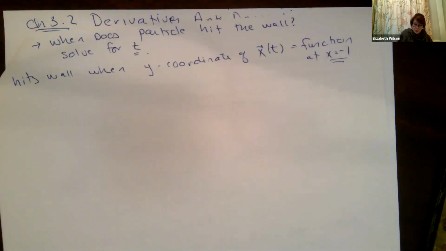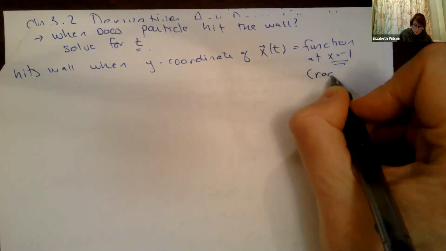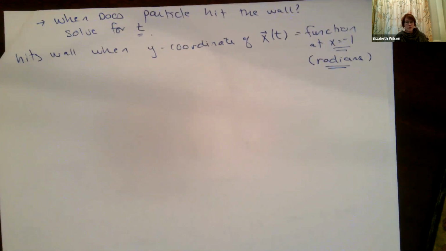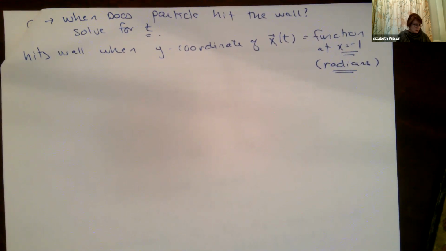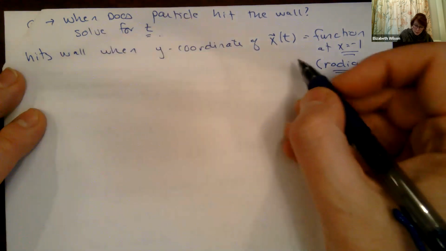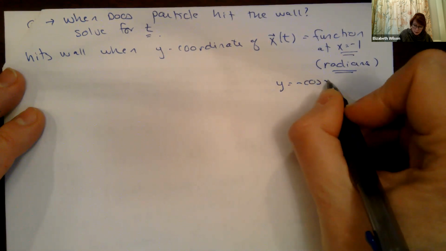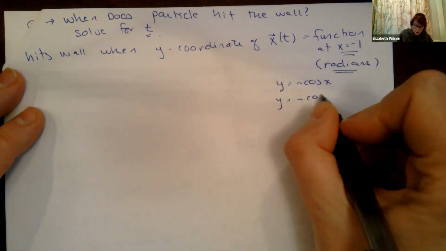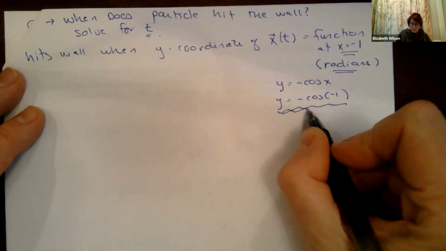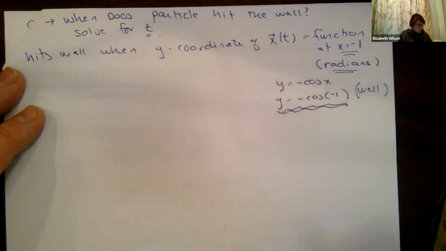Okay, and you should know that this -1 is in radians. We often work in degrees in this class, but make sure when you do this, your calculator is set to radians. Okay, all right, so now I'm going to plug this in. So this becomes y equals minus the cosine of x. So y equals minus the cosine of -1. Okay, so this is the function that we're talking about from the beginning. This is our well. Okay, so let's plug this in.